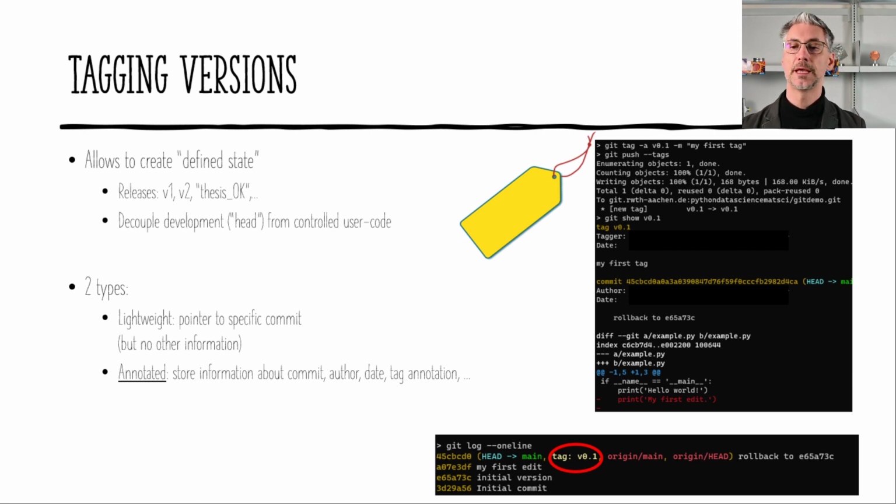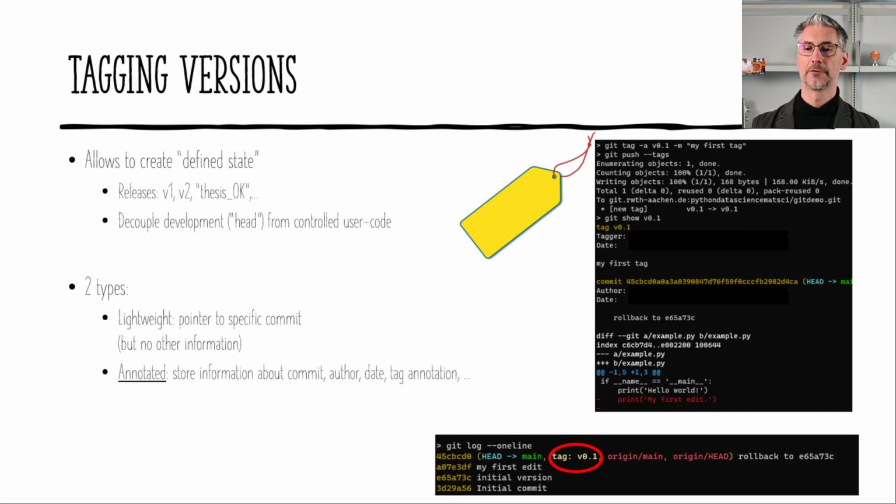Now moving on, tagging versions is a neat way to create releases of a software, for example. We want to create defined states. So when we say, okay, you can use my software, dear user, we want to give it a version, like version 1, version 2. But it's also good practice for ourselves, for example if we work on our research project or thesis, to give it tags and say, okay, this version has done this. This decouples the actual development we have at the moment, the so-called head, from the controlled code, for example, that we want to give to the users.